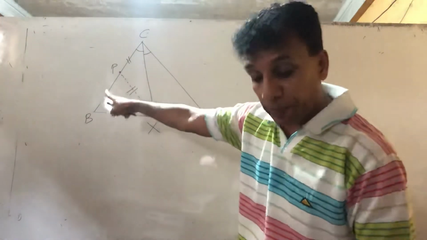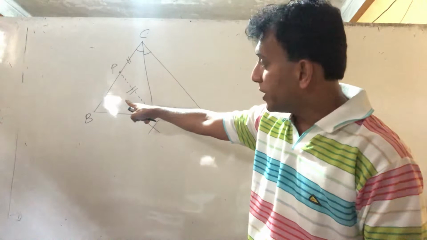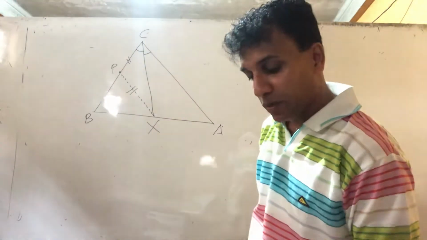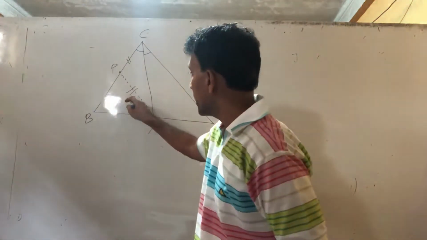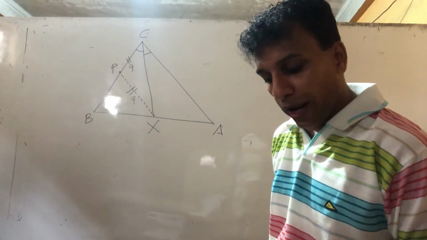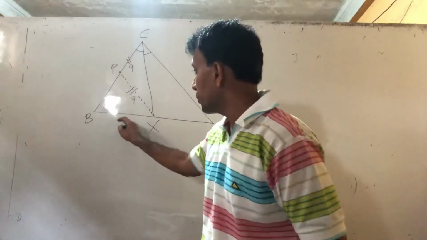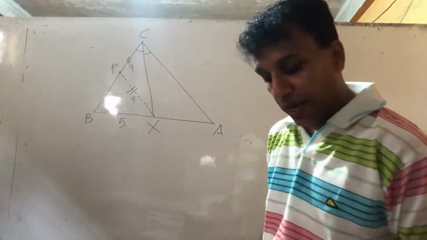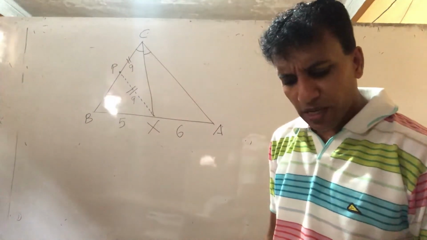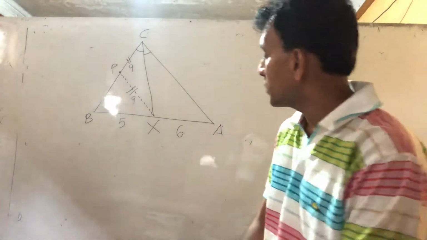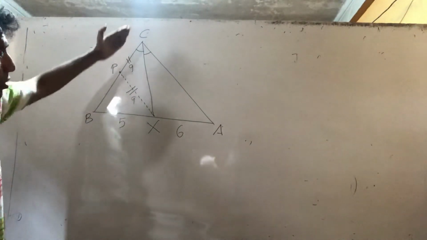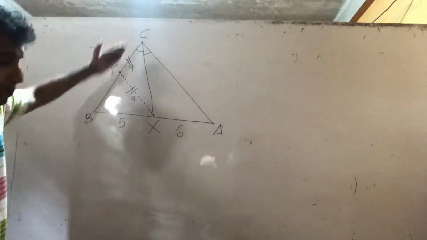There's a new point P on BC such that PX equals PC, right? PX is 9, so here also 9. And BX is 5. AX is 6. That's all they give. Now they ask, find the value of BC. Find this BC value.